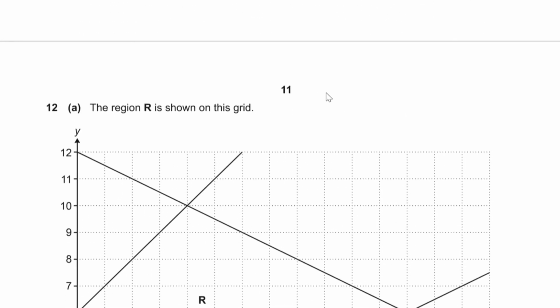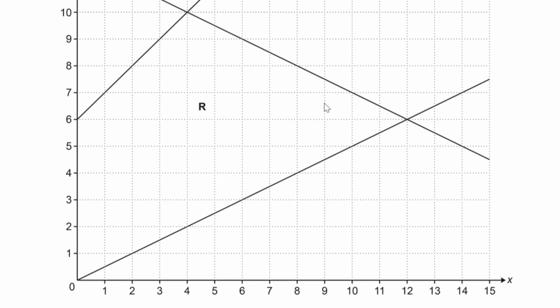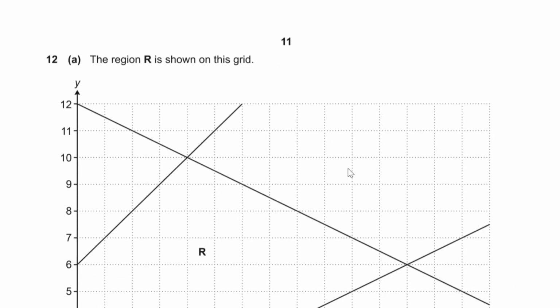So if we were to label that, the y-axis is the line x equals 0.